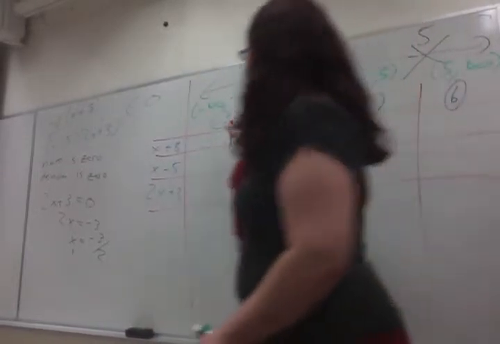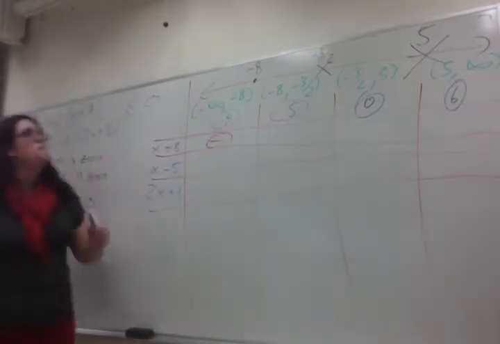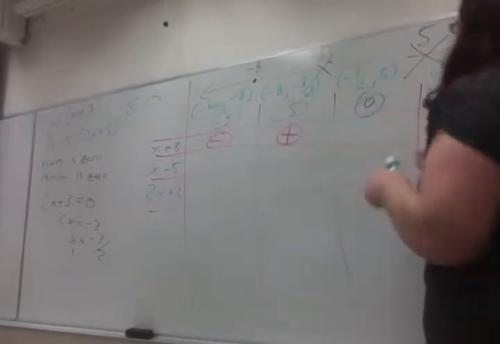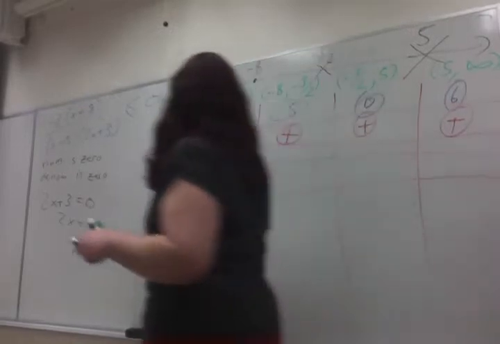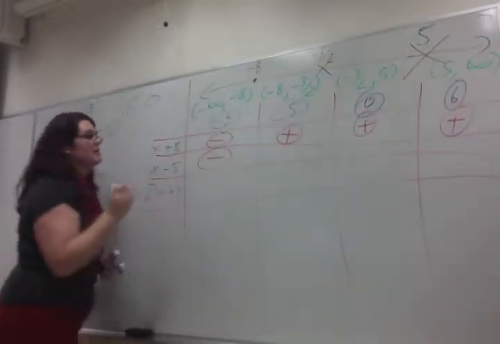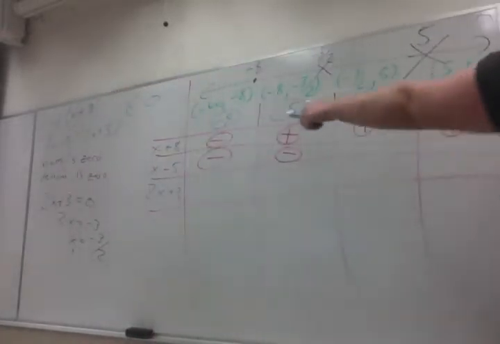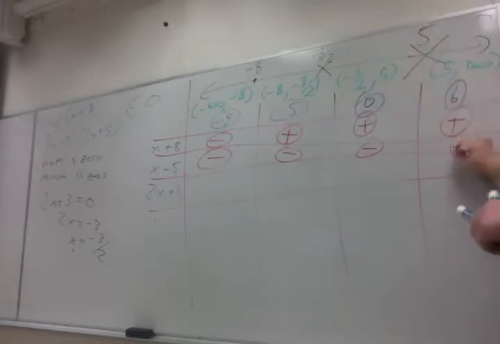Okay, so if I take negative 9, negative 9 plus 8 is negative. Negative 5 plus 8, however, is negative 3, which is positive. 0 plus 8 is positive. 6 plus 8 is positive. If I take x minus 5, negative 9 minus 5 is negative. Negative 5 minus 5 is negative 10, which is negative. 0 minus 5 is negative. 6 minus 5, however, is positive. 6 minus 5 is 1.